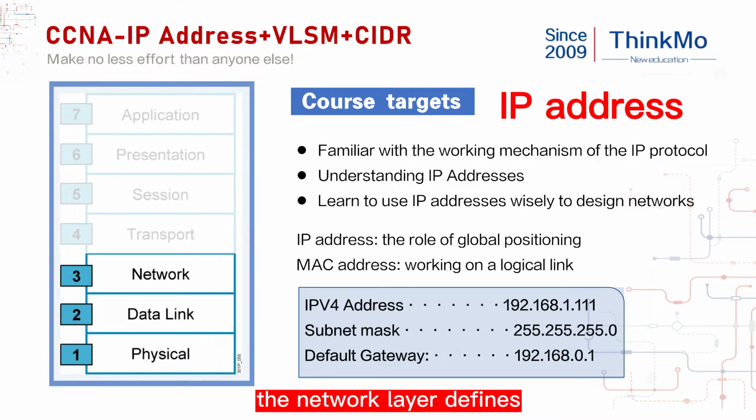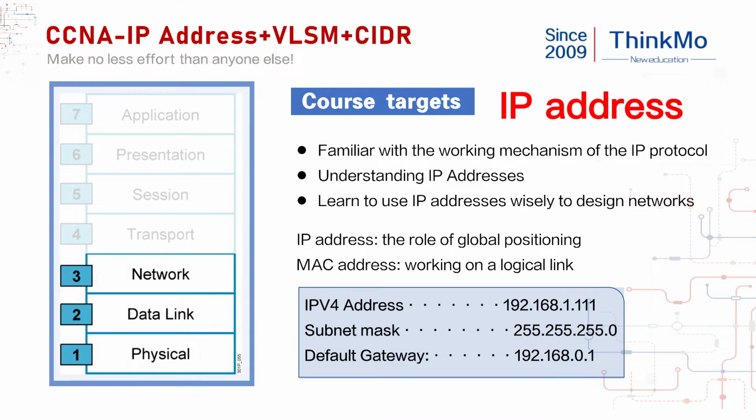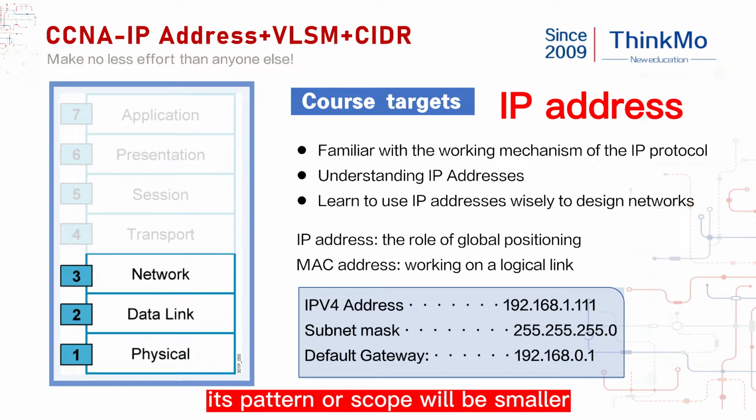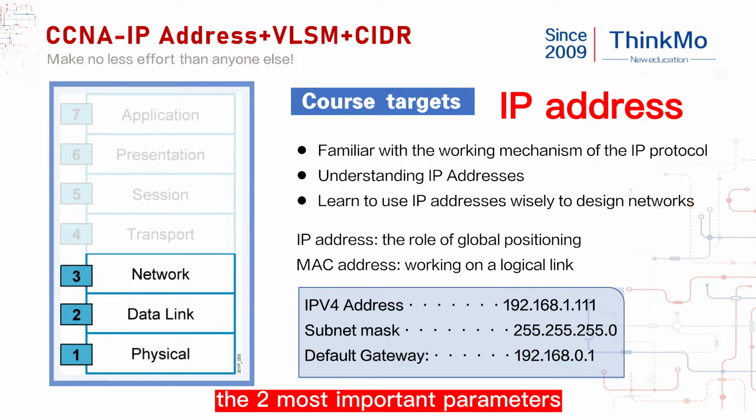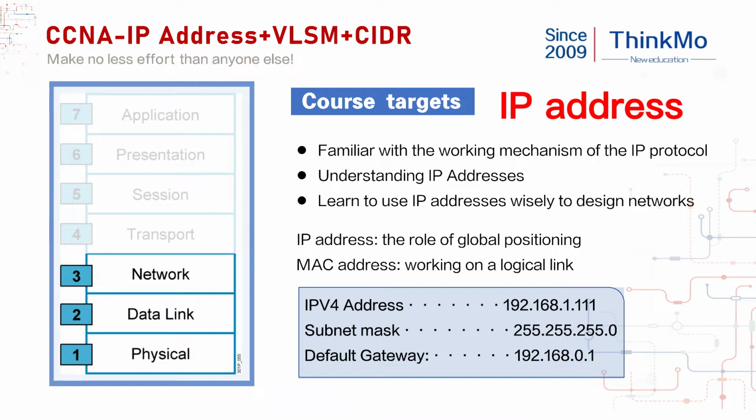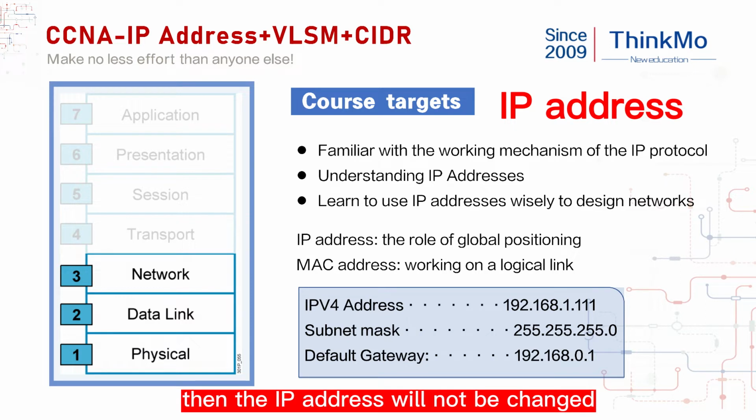The network layer defines, for every device and every node appearing in our network worldwide, its location as a global concept. The data link layer, relatively, has a smaller scope. That is the IP address. It's like when we send a courier: the 2 most important parameters are the sender, the recipient, and your address. No matter how many transfers there are, the IP address will not be changed.